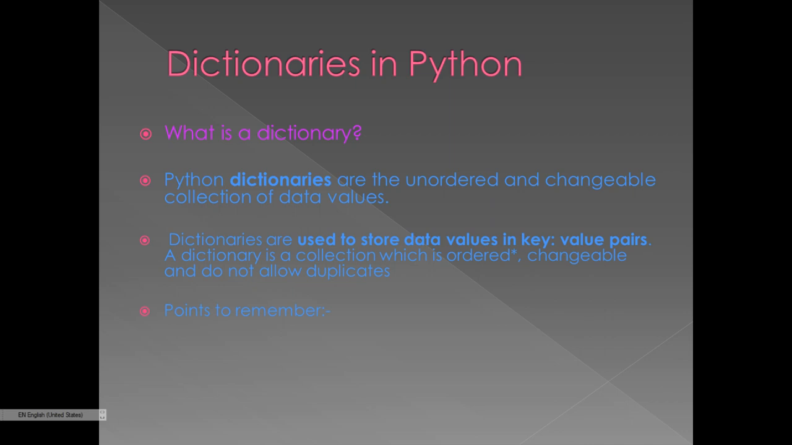Now, the points to remember: keys will be a single element. Values can be a list, string, number, or tuple. Dictionary does not allow duplicates, and all the keys should be unique, while values may not be.